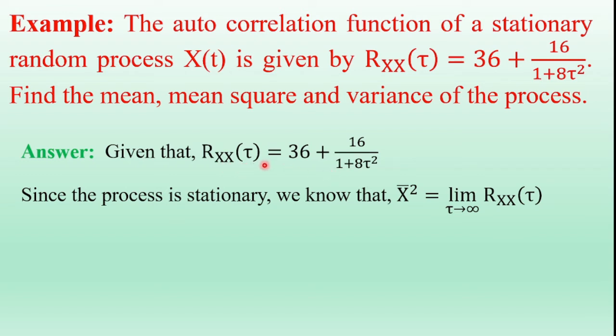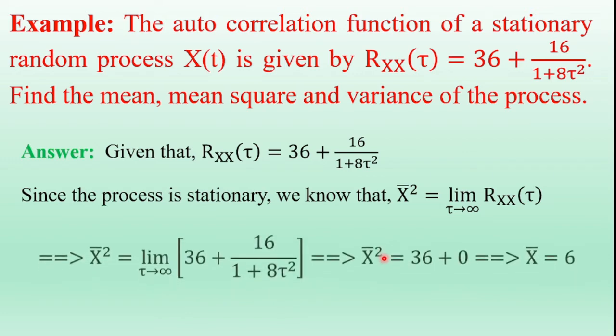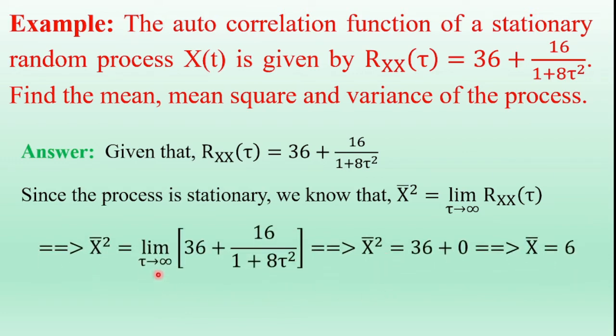From the given data, Rxx of tau is this one. In this equation, substitute tau is equal to infinity. We get expectation of x of t whole square is equal to limit tau tends to infinity of 36 plus 16 by 1 plus 8 tau square. Now substitute tau value, which is infinity. Infinity square is infinity, 1 plus infinity is infinity, and constant by infinity is 0. Therefore expectation of x of t whole square is 36 and expectation of x of t is equal to 6. This is the mean of the random process. X bar is equal to 6 is the mean of the random process.